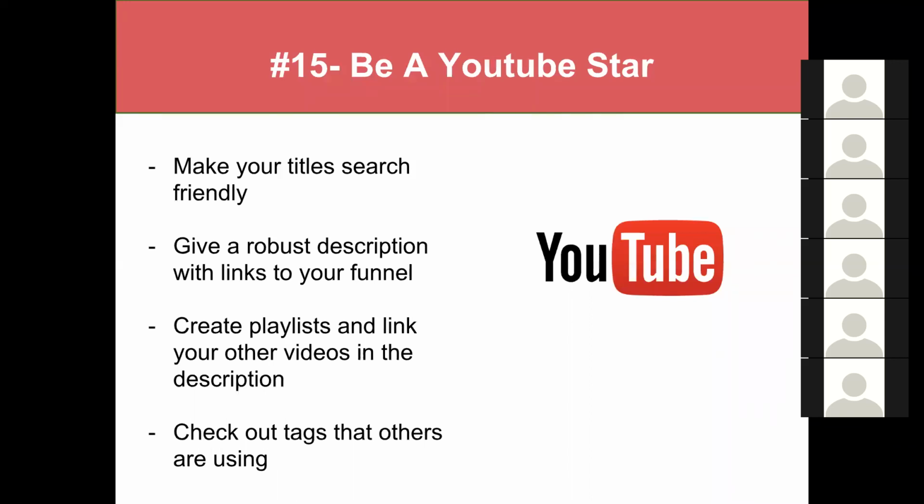You're able to add a description to your YouTube videos, and you want to make sure that you do that. You want to create playlists and link your other videos in the description. That means the more time people are on your channel, the more exposure to you that they get, the more likely they are to want to work with you, to click on your links and check out what else you have going on. And then also check out tags that others are using in your same niche. Whatever you're creating videos about, look at other content creators and what kind of tags they're using and how they're doing things, and learn from that and try different things on and see if some of those things work for you as well.